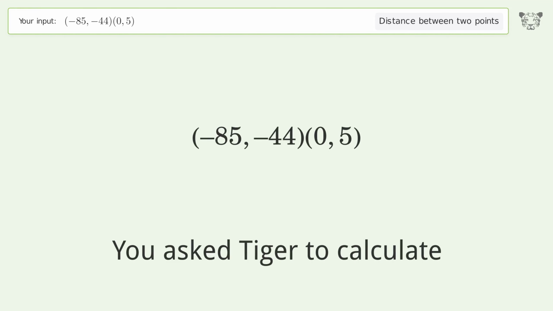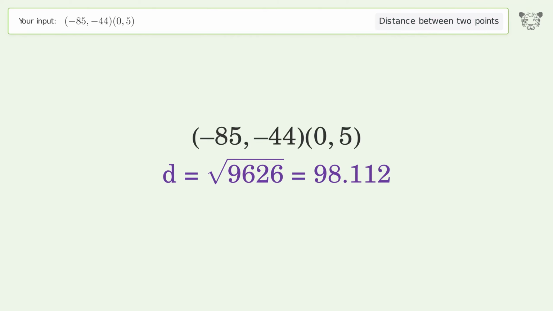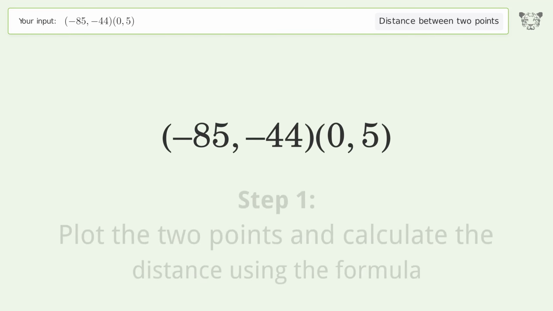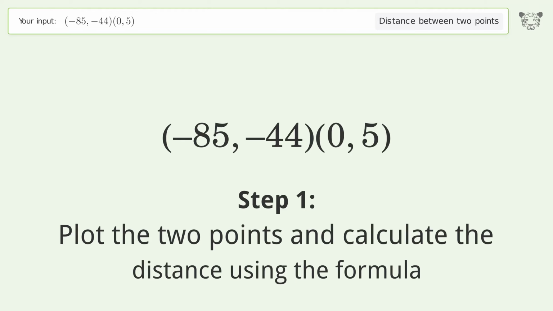You ask Tiger to calculate. This deals with the distance between 2 points. The distance between the 2 points is the square root of 9,626, or 98.112. Let's solve it step by step. Plot the 2 points and calculate the distance using the formula.